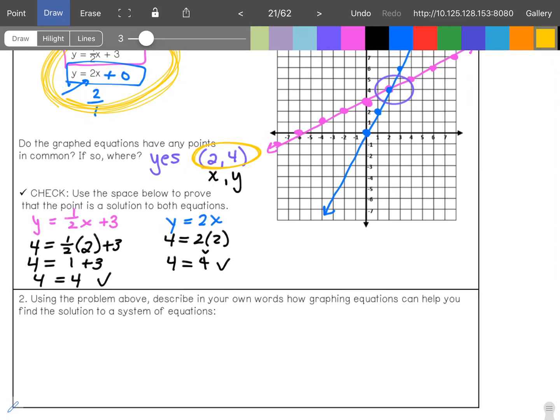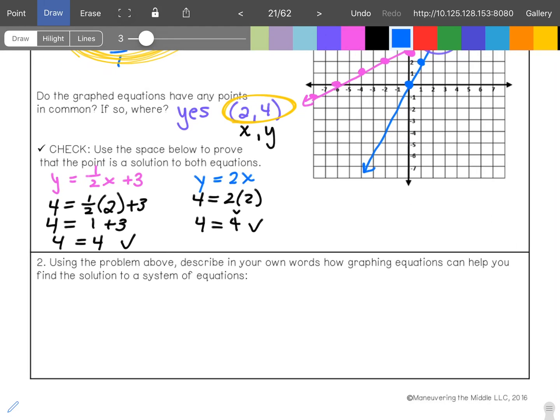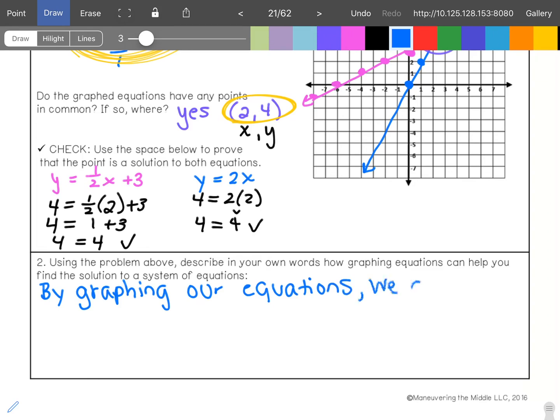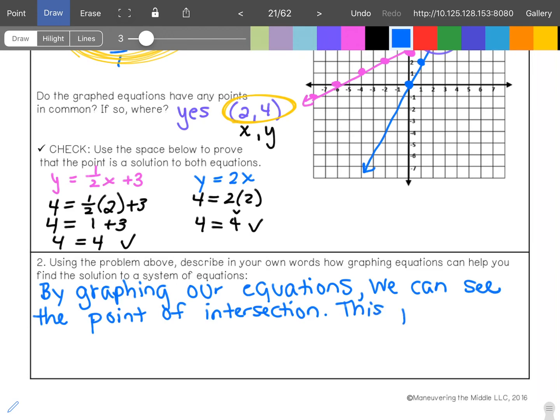All right, using the problem above, describe in your own words how graphing equations can help you find the solution to a system of equations. So, by graphing our equations, we can see the point of intersection. This point is the ordered pair that makes both equations true.